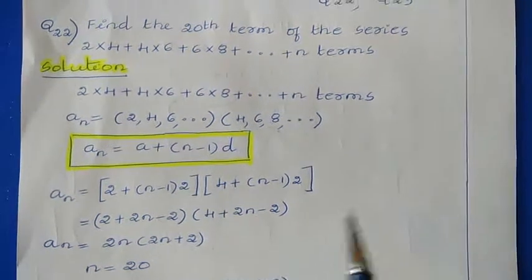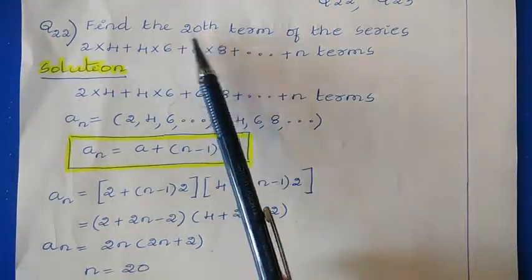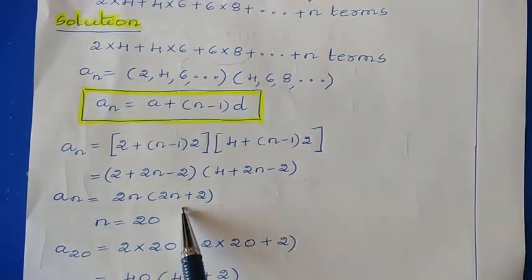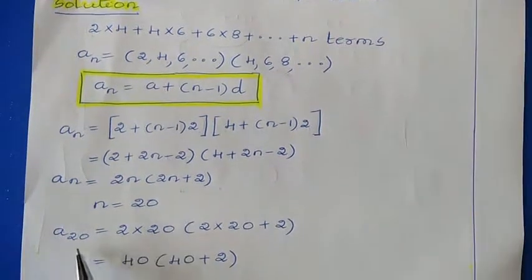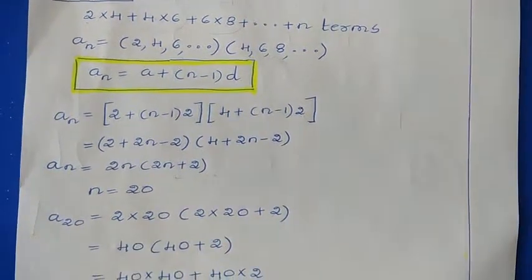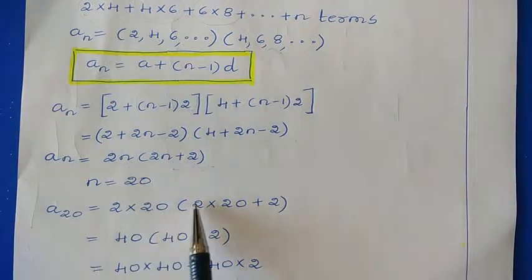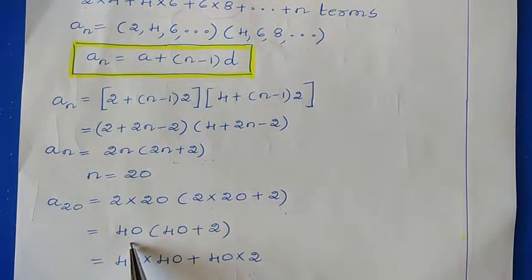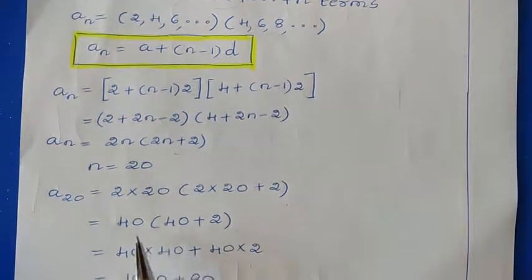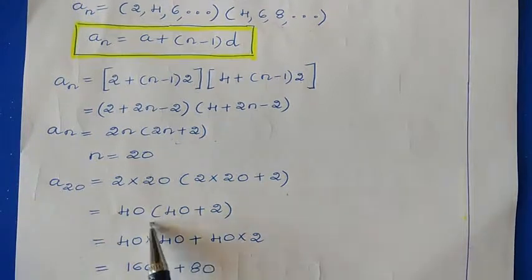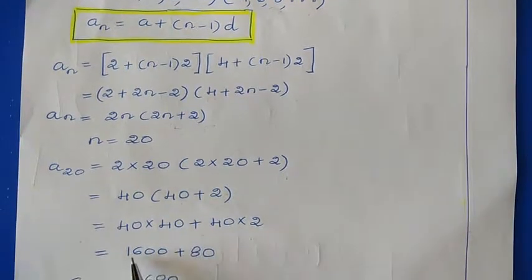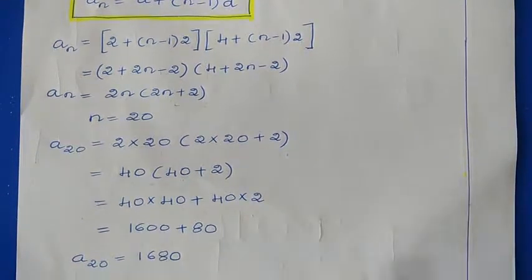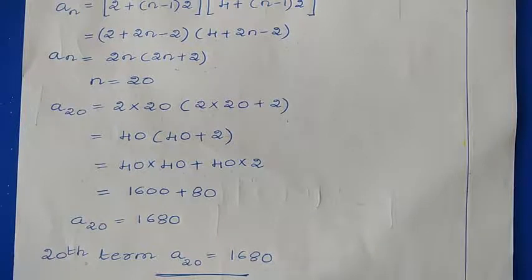Now in the question they have asked us to find out the 20th term. That means n is equal to 20 here. So put n is equal to 20 in this particular equation. So we get the 20th term as a_20 is equal to 2 into 20 into 2 into 20 plus 2. 2 into 20 is 40 into 40 plus 2. That is 40 into 40 plus 40 into 2. 40 into 40 is 1600 plus 40 into 2 is 80. So we get the 20th term as 1680.